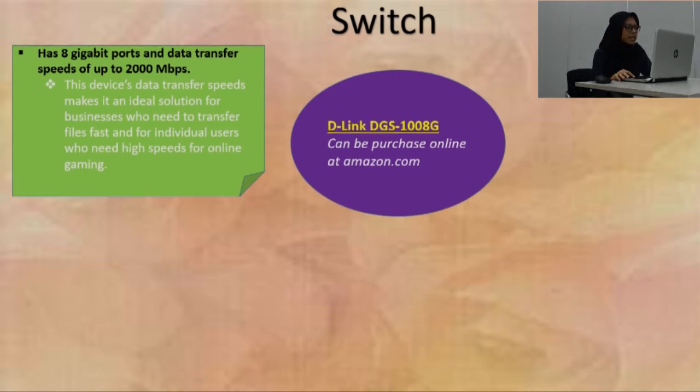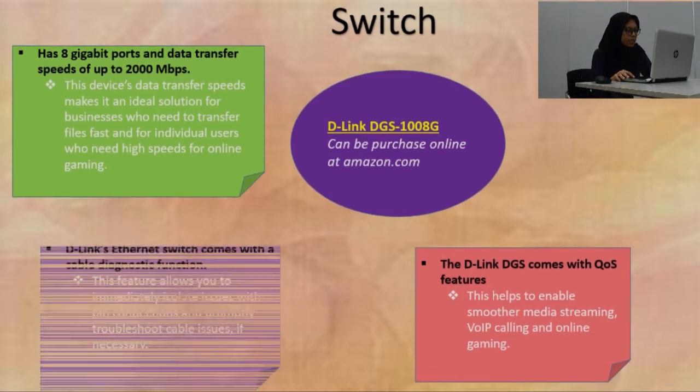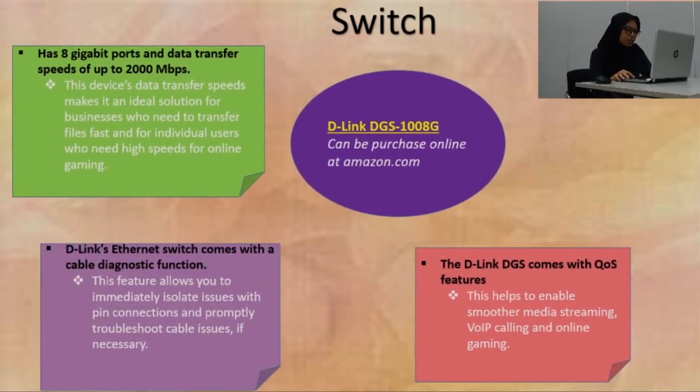Next, D-Link's Ethernet switch comes with a cable diagnostic function. This feature allows you to immediately isolate issues with pin connections and promptly troubleshoot cable issues if necessary. And the last reason why we chose this switch is because the D-Link DGS comes with QoS features. This helps to enable smoother media streaming, VoIP calling and online gaming.